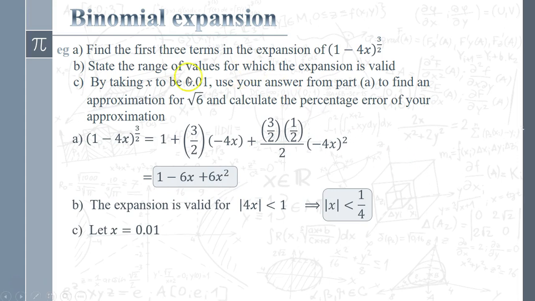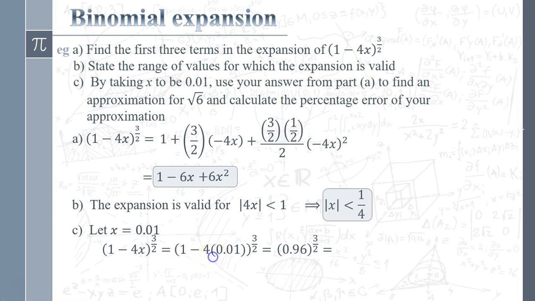Now it says here we're going to take a value of x to be 0.01, which is valid. It's certainly within that restriction there, so that's okay. I'm going to find an approximation for root 6. So here we go. We're going to let x equal 0.01. And if we take our original expression and put in 0.01 as our value for x, that leaves us with 0.96, that is 1 minus essentially 4/100ths.